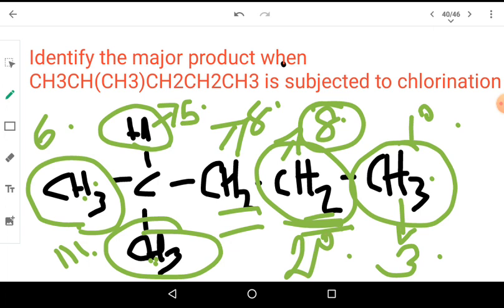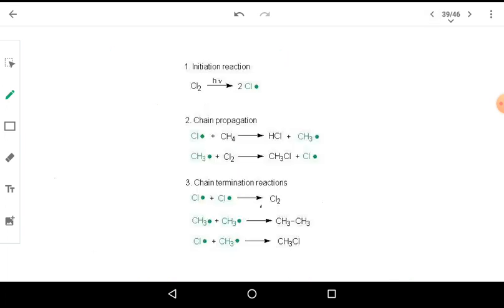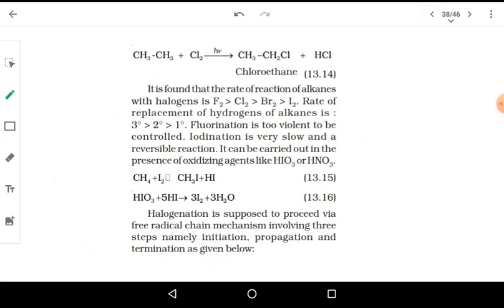But if we take the case of bromine, the story is different. In the case of bromine, if he gets MBBS then he will study, but if he doesn't get MBBS he will not study. He is very particular, so he will react only if there is a tertiary compound. So the order is tertiary greater than secondary greater than primary.